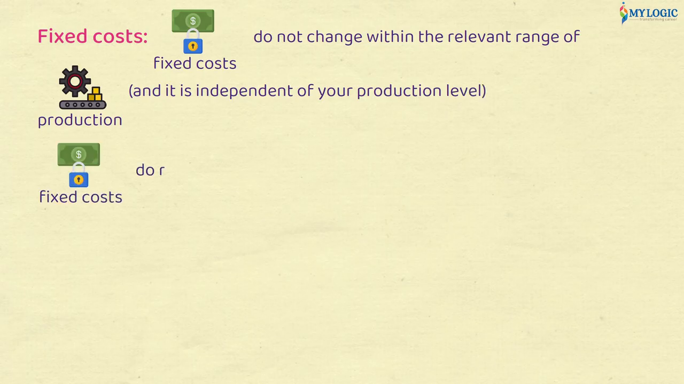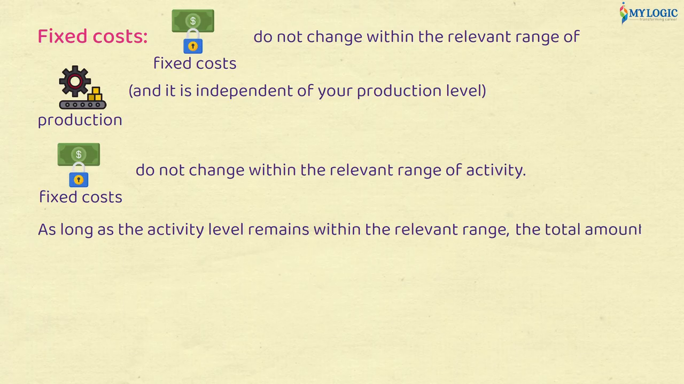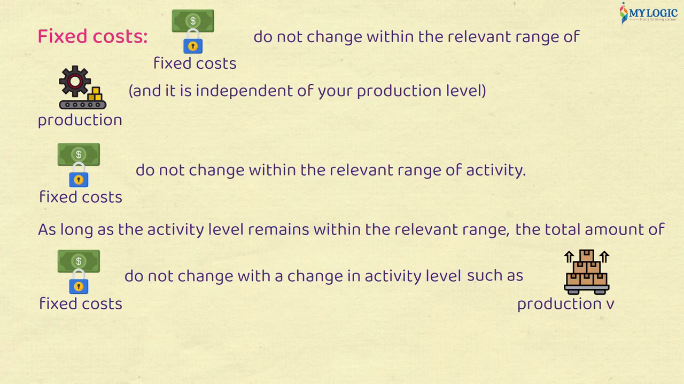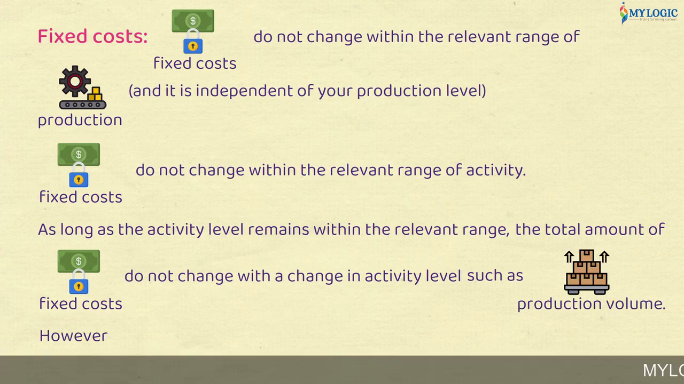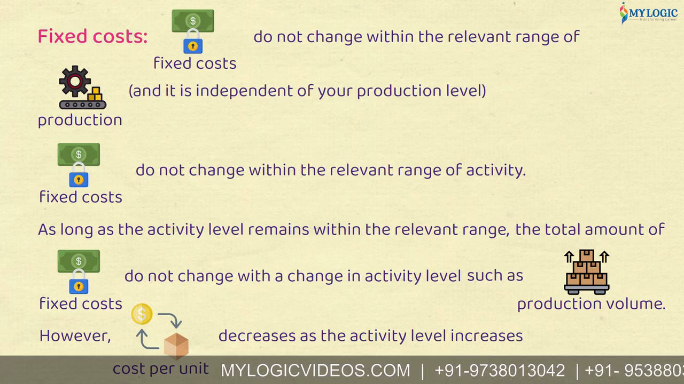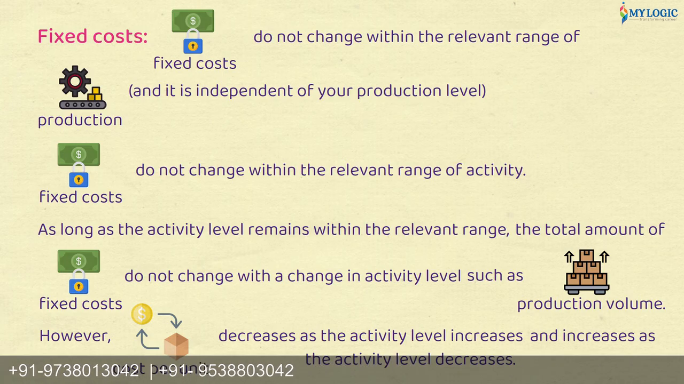Fixed costs do not change within the relevant range of activity. As long as the activity level remains within the relevant range, the total amount of fixed costs do not change with a change in activity level, such as production volume. However, the cost per unit decreases as the activity level increases and increases as the activity level decreases.